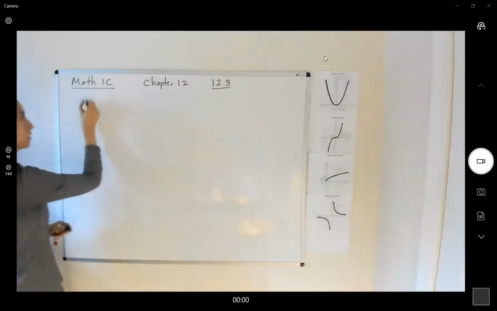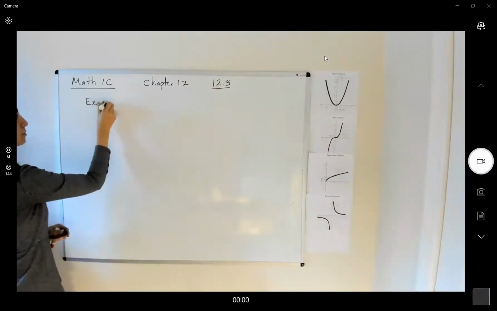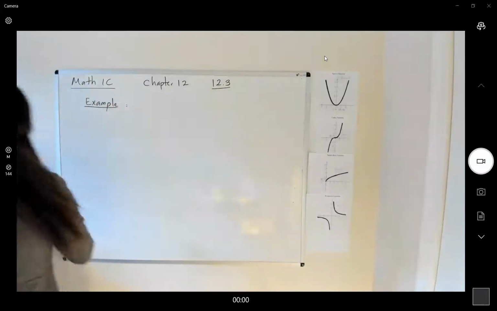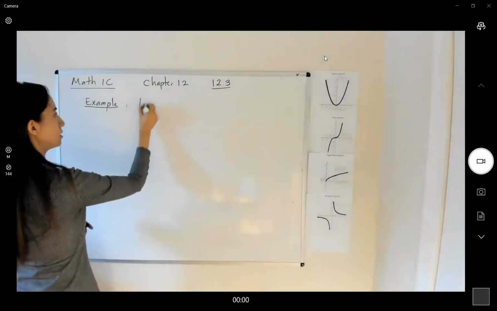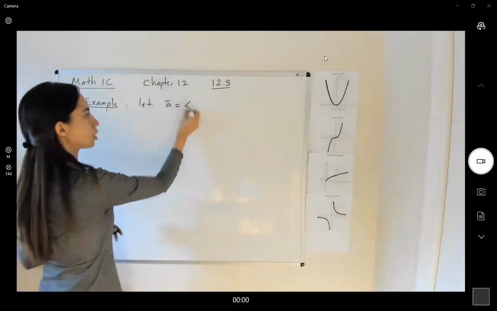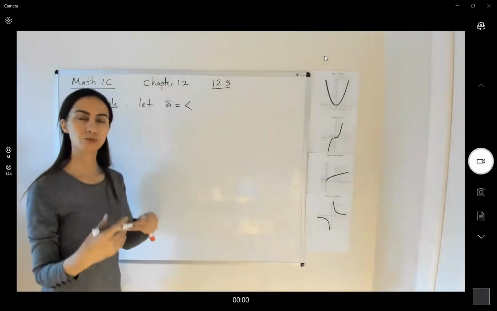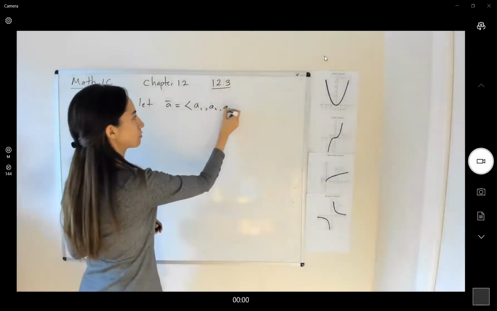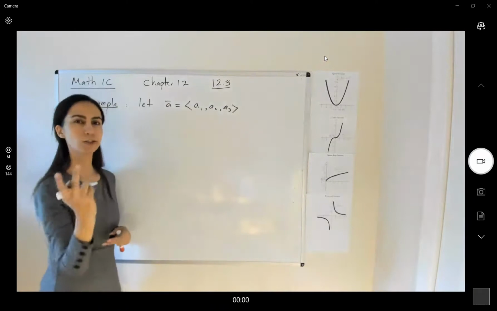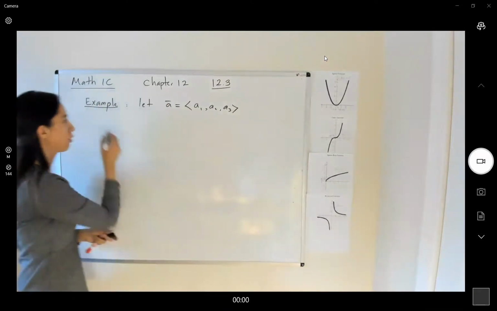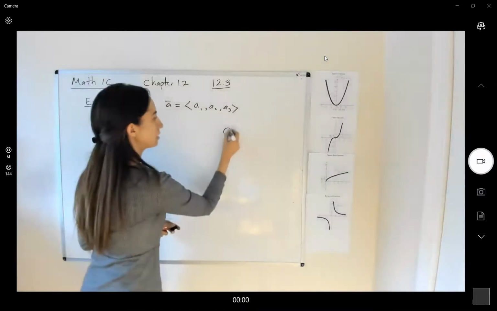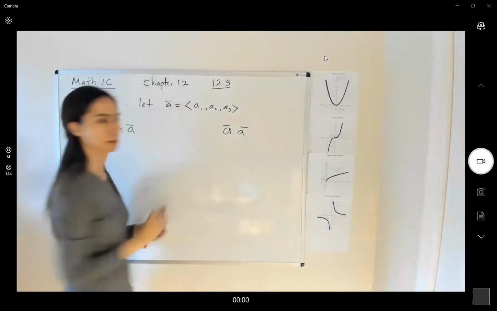So let's go over one example together. Suppose I give you just one vector. Let A be a vector with components a sub 1, a sub 2, a sub 3. Here are two questions for you. What is A cross A? What is A dot A?